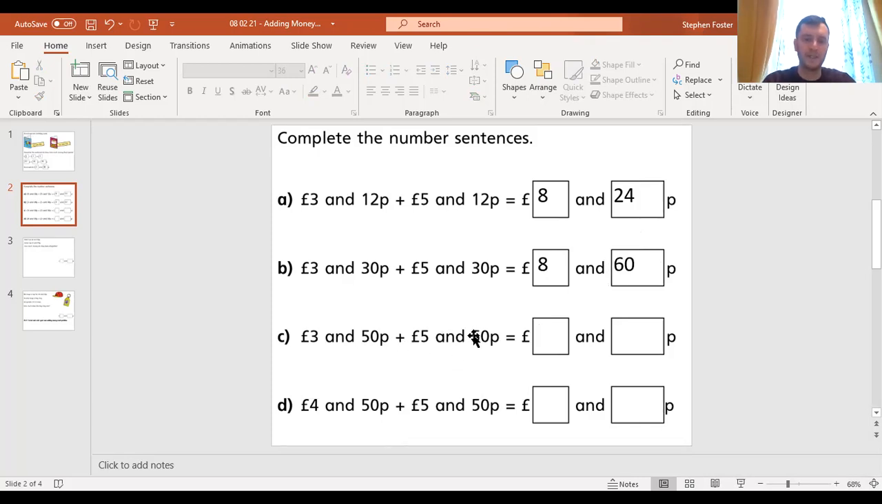£3.50 plus £5.50. I wonder if any of you can spot what's a bit trickier about this one. Well done if you have. If not, let's work through it and we'll see it together. So £3 plus £5 is equal to £8. I'm going to do that as usual. Then 50 pence plus 50 pence is equal to 100 pence. Oh, but I know there's 100 pence in £1. So I can't say £8 and 100 pence because 100 pence is another pound. So what I'm going to do is take that 100 pence and turn it into an extra pound. So £3.50 plus £5.50 will be equal to £9.00.